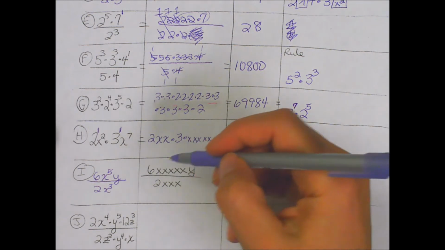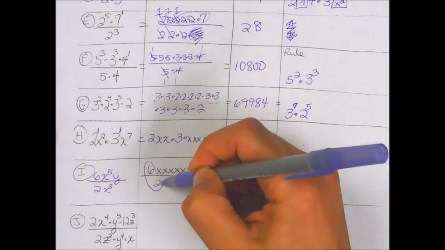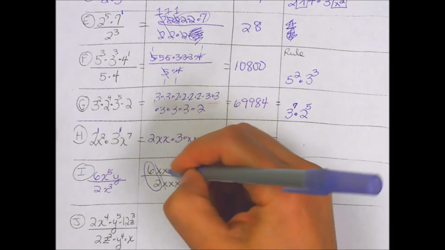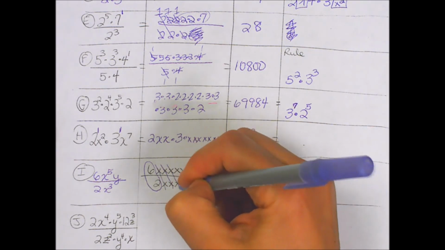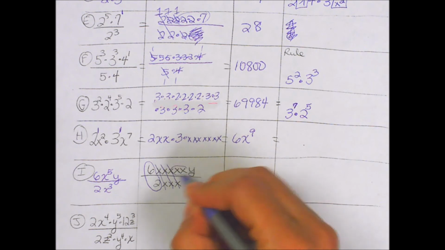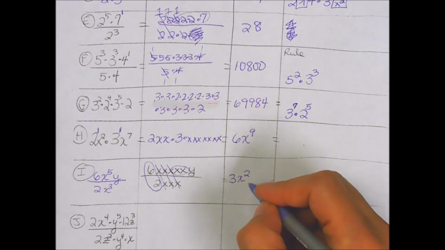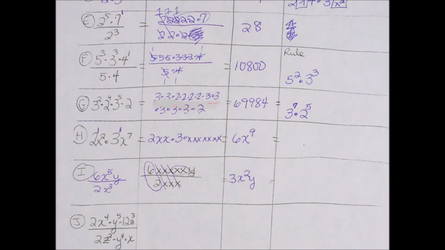And then I can do 6 divided by 2 and get 3. Anything divided by itself is 1. There's 3 ones there. I see 2 x's left over. X times itself twice is x squared, and 1 y left over. Maybe you see the rule.